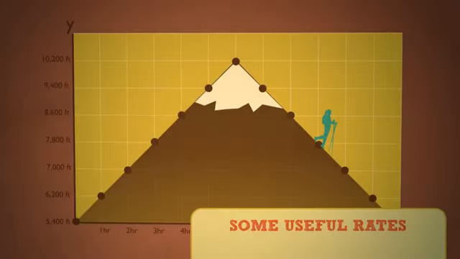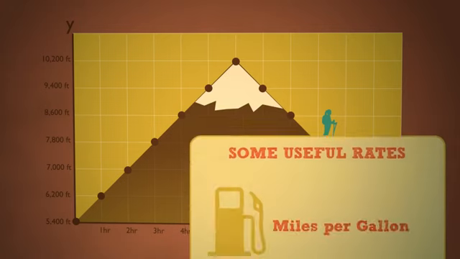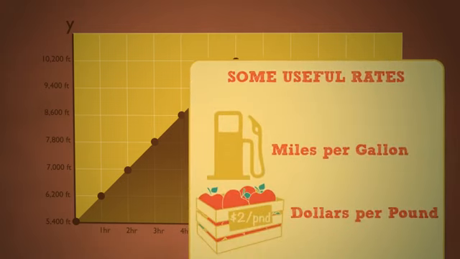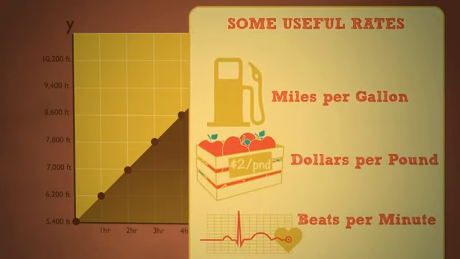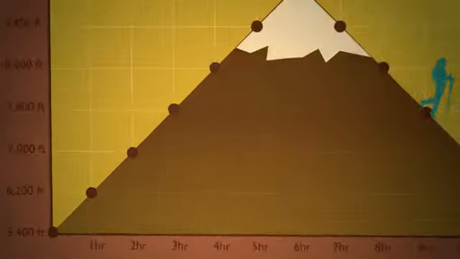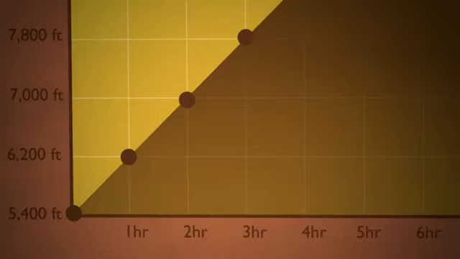Rates are useful because they tell us how one type of measure relates to another kind of measure, like miles per gallon, dollars per pound, or beats per minute. In linear modeling, we can determine the slope of the line if we know the coordinates of just 2 points on a graph. And if we know the slope, then we know the rate.